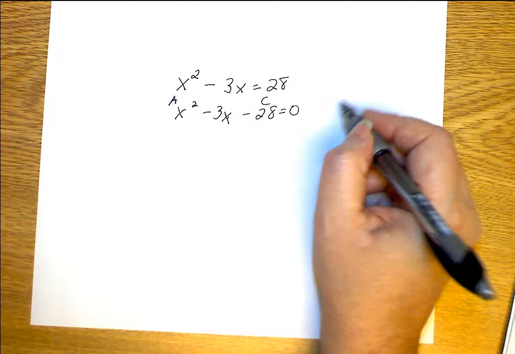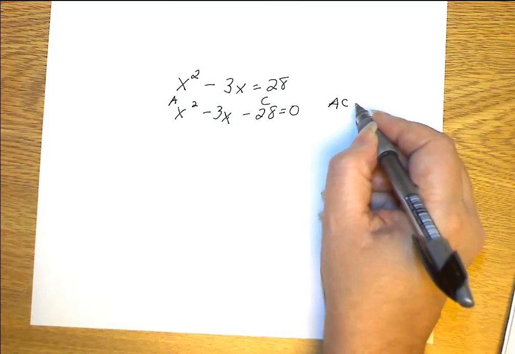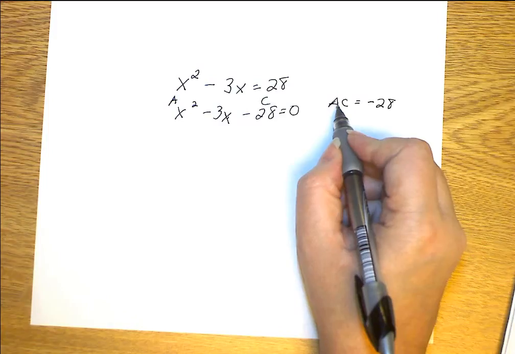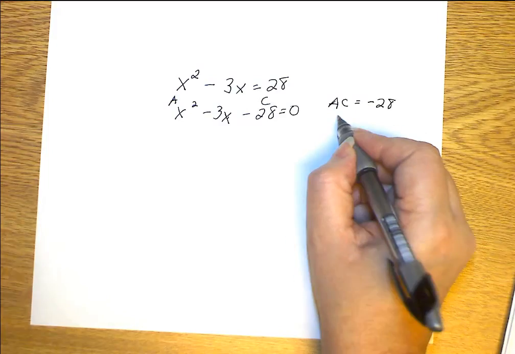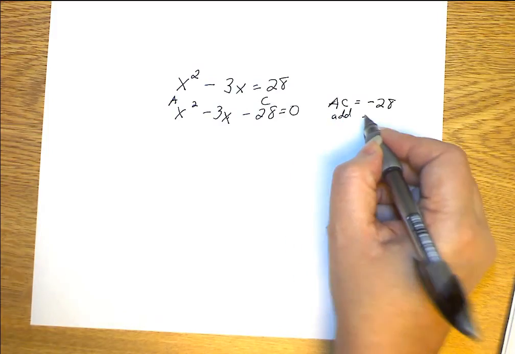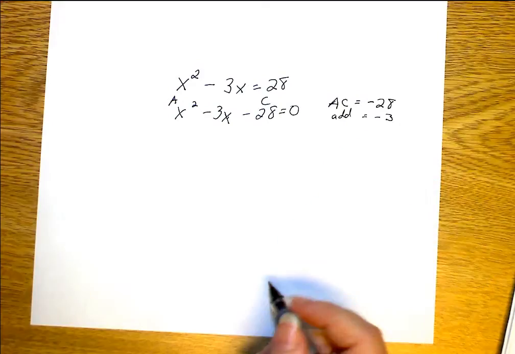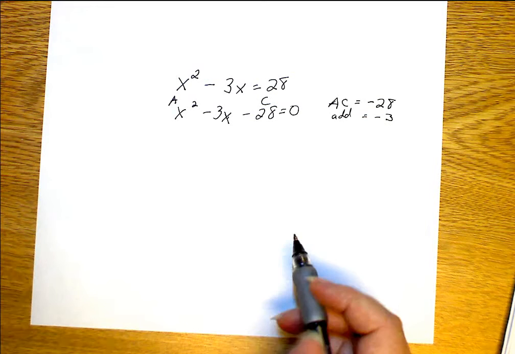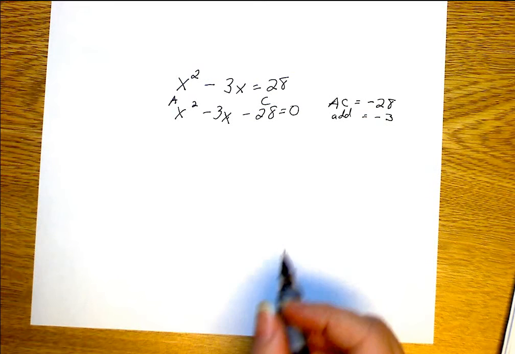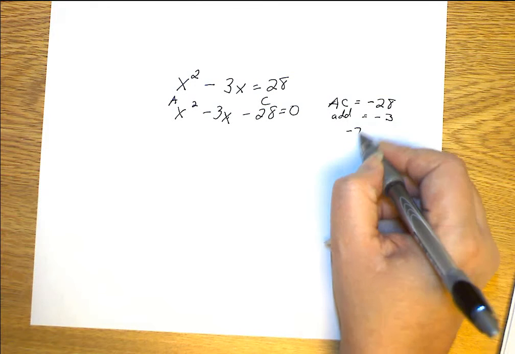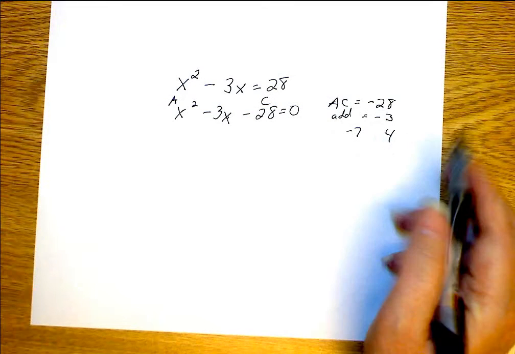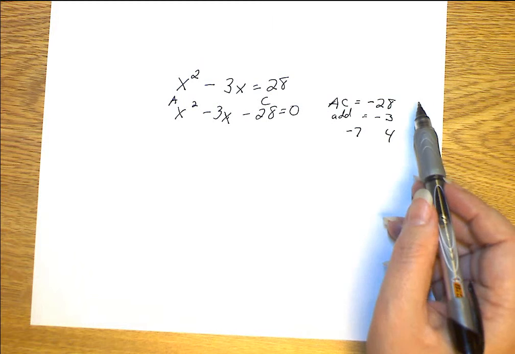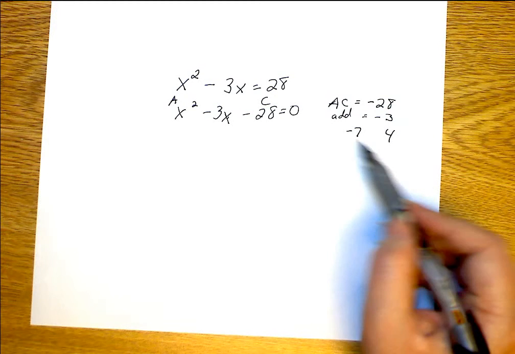So A times C is negative 28. We're looking for two numbers that multiply together to give me negative 28, and when I add them give me a negative 3. So we're looking for negative 7 and 4. Now remember, if you don't know how to get these numbers, go 28 divided by 1, divided by 2, divided by 3, until you get to that right there.